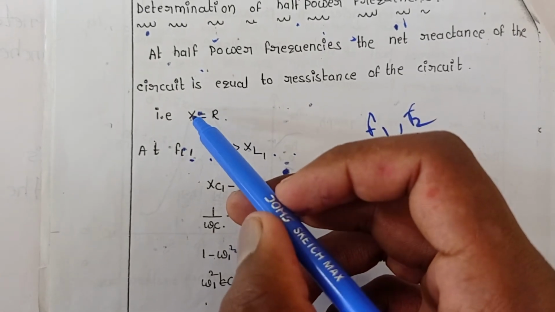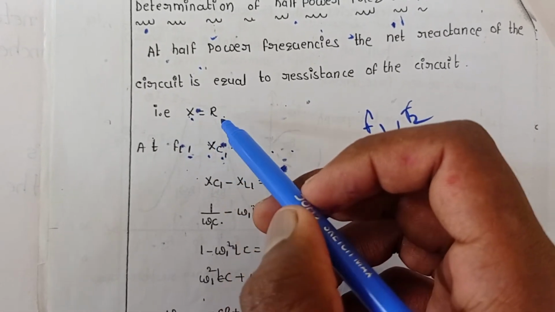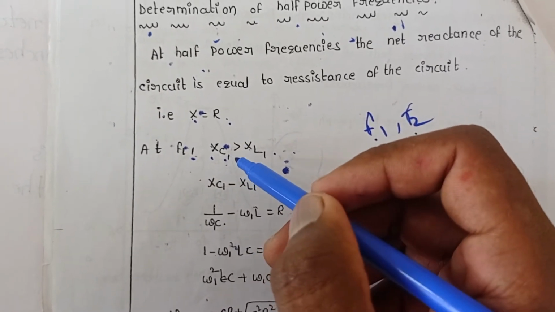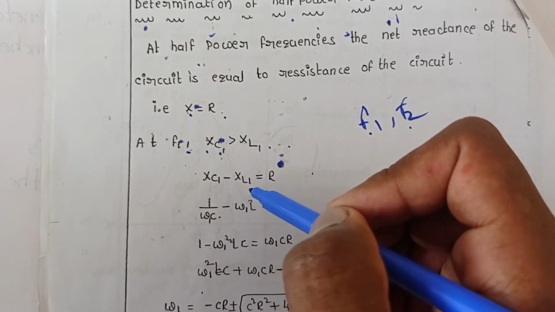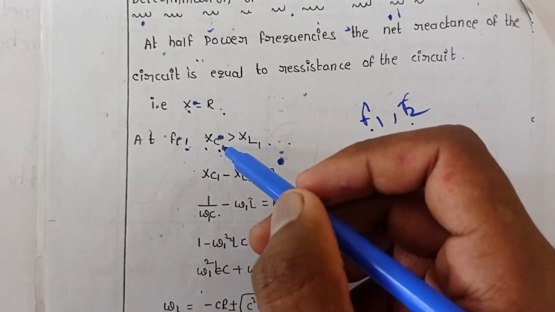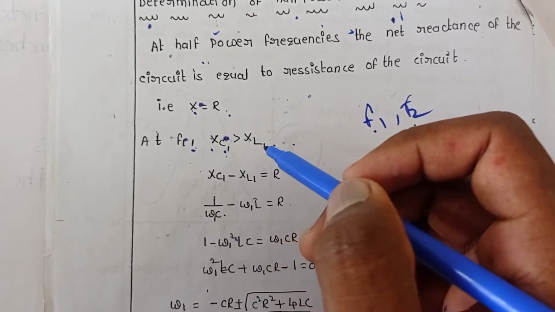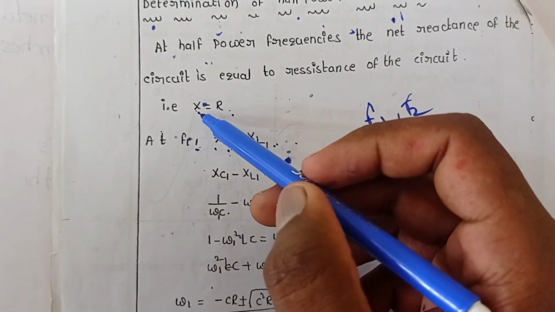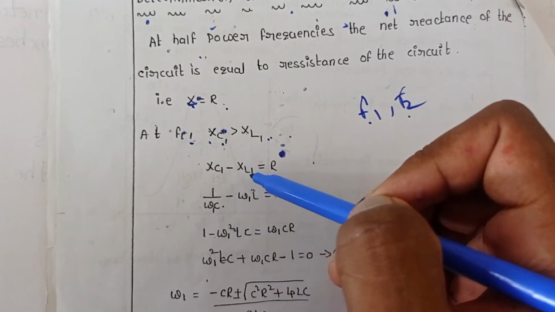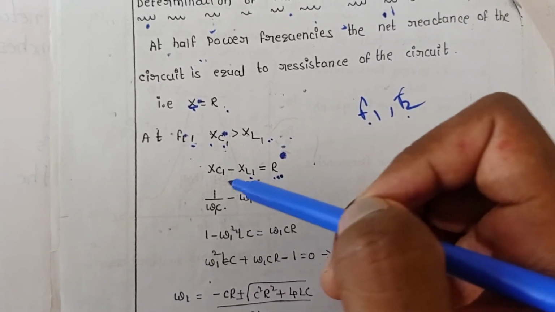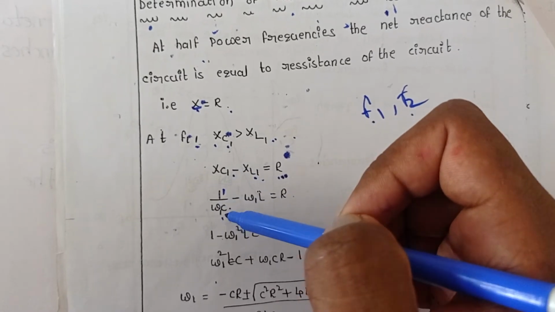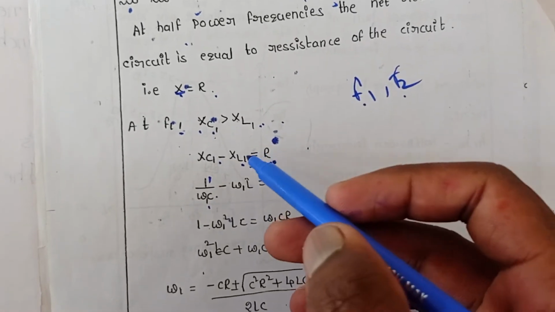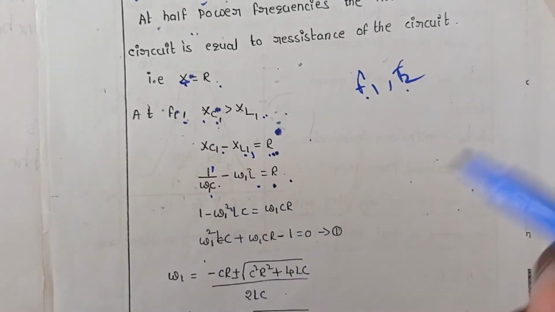Here, as already said, at half power frequencies reactance equals resistance. We know the total reactance equals XC1 minus XL1. The difference between the capacitive reactance and the inductive reactance is the total reactance. So in place of X we substitute XC1 minus XL1 equal to R. We know XC1 is equal to 1 by omega 1 C, and XL1 equals omega 1 L, so 1 by omega 1 C minus omega 1 L equals R.